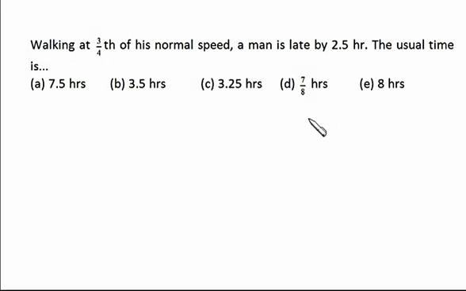Now try this question. And don't touch your paper and pen, just do it mentally. Walking at 3/4 of the normal speed, a man is late by 2.5 hours. What is the usual time? Okay, now if the speed is 3/4, the time will be 4 by 3. That is 1 by 3 extra. Now that 1 by 3 extra is 2.5. That means 1 is 7.5 hours. Okay, so the usual time is 7.5 hours.